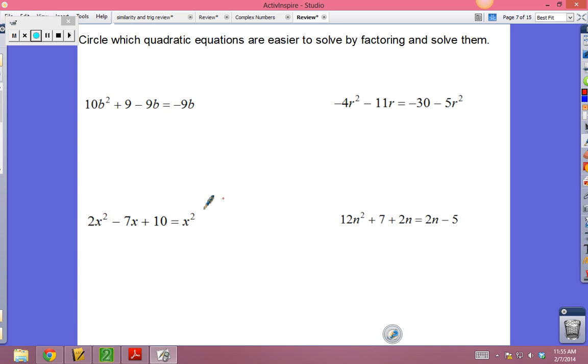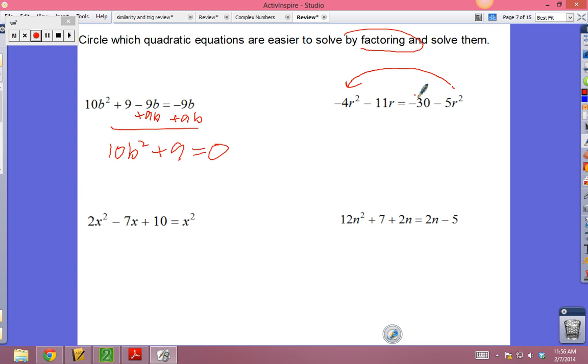There are 4 functions right here. 2 of these 4 are going to be very, very easy to factor. So Tanner, the only way you can figure out which ones are going to be easy to factor, let's get everything on the same side. So let's plus 9b here, and let's plus 9b here. So you're going to have 10b squared plus 9 equals 0. Just leave that there. Let's go to the next one. Let's move these over here. So let's plus 5r squared to this side, and let's plus 5r squared to this side.